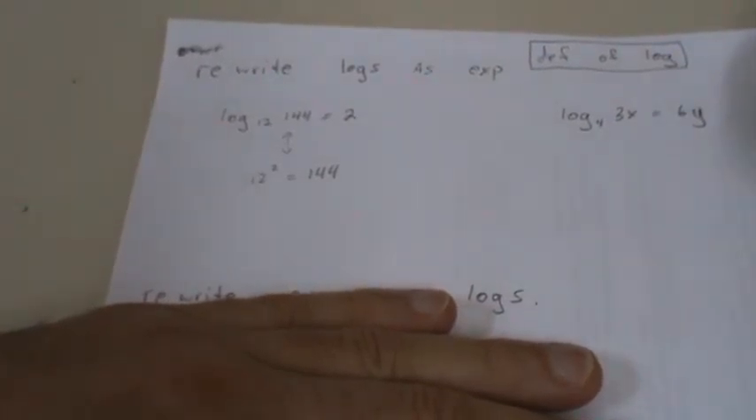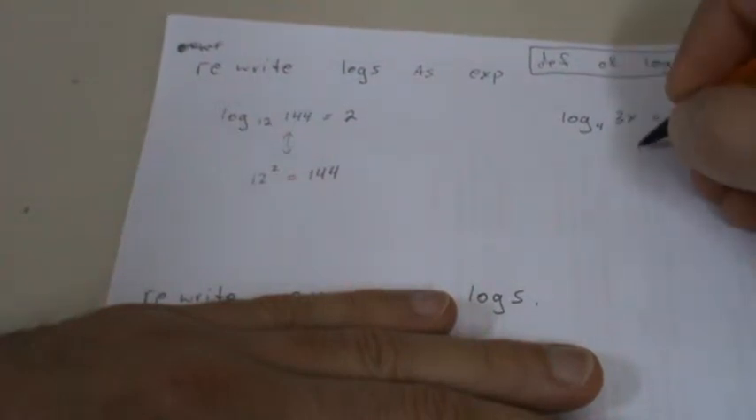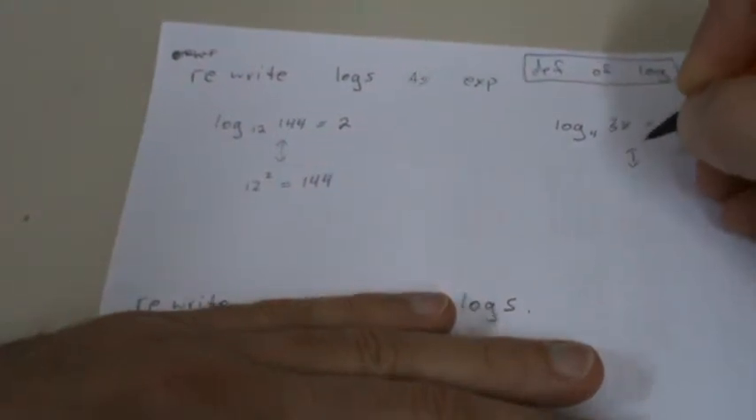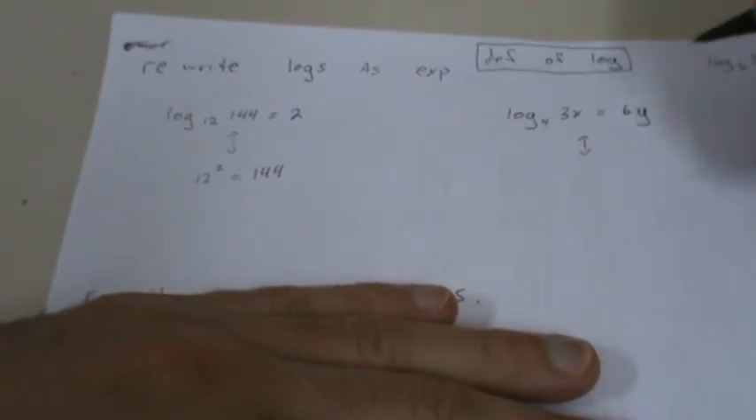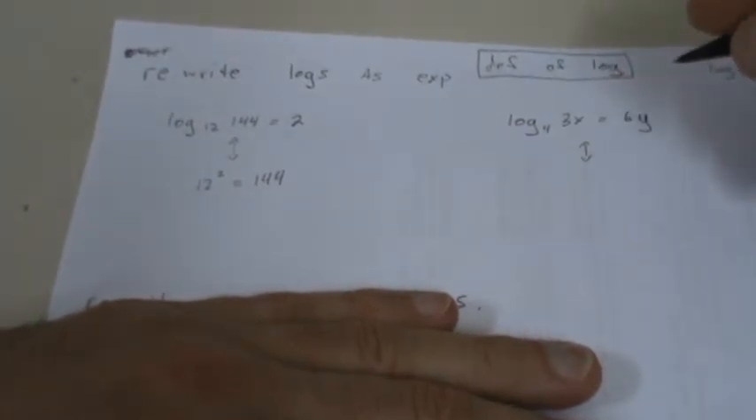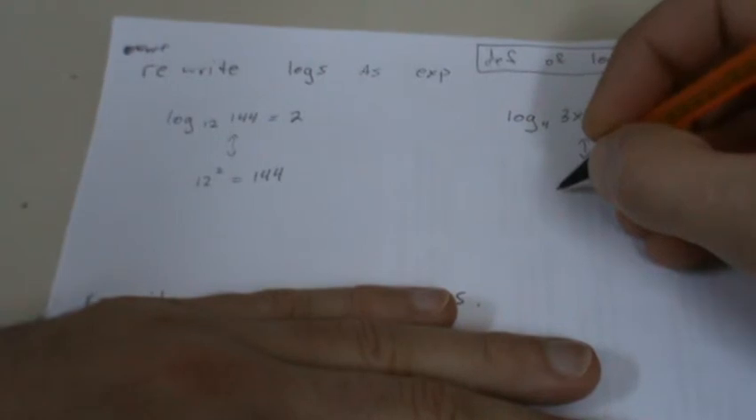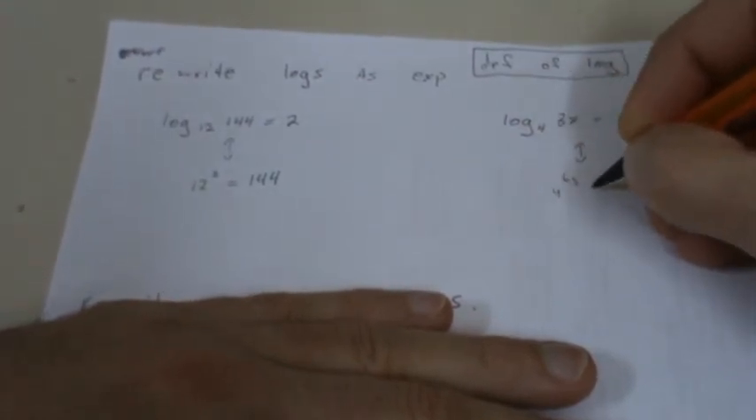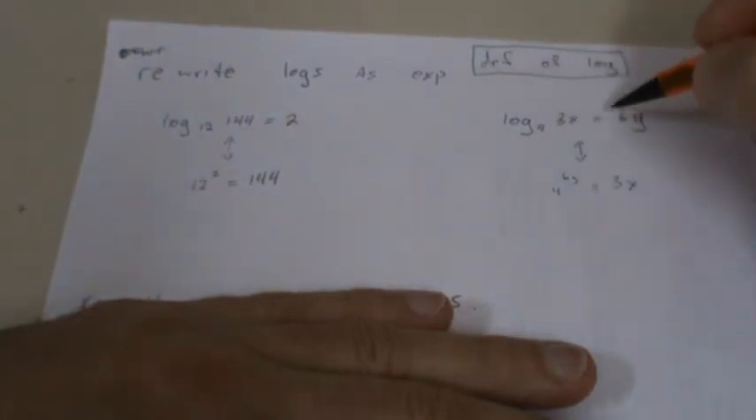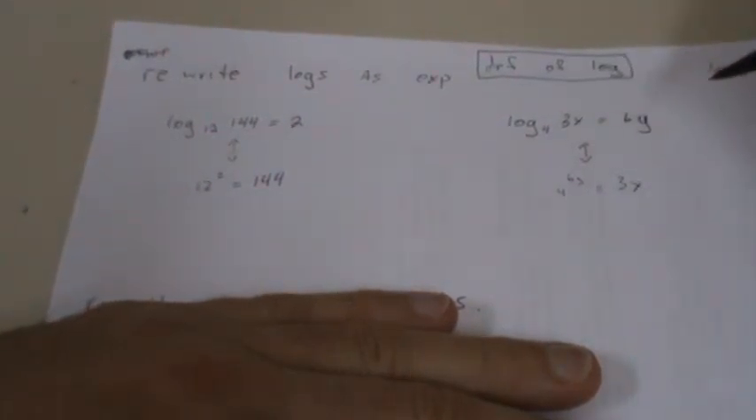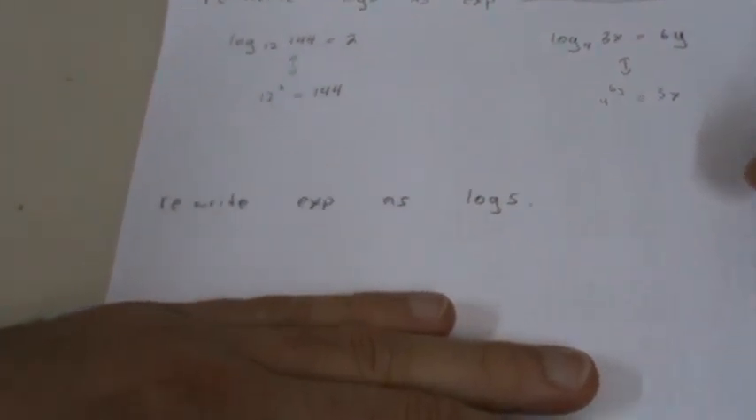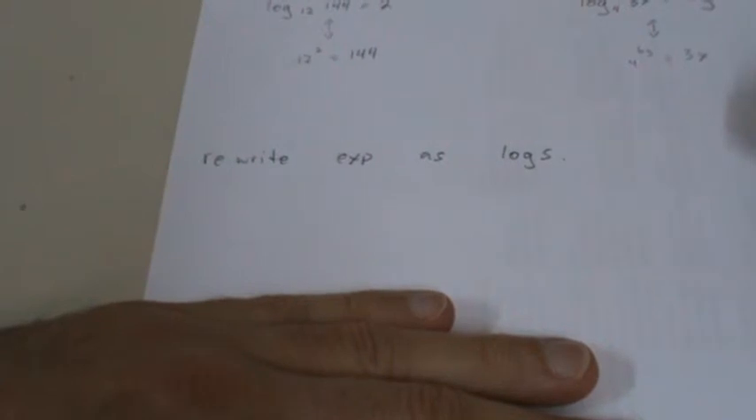Okay, it's that simple. But you really have to make sure that you do it correctly, otherwise you'll be starting many questions wrong in a way. This is 4 to the 6y is equal to 3x. And again, just practice it a few times, and you'll be better situated for this.